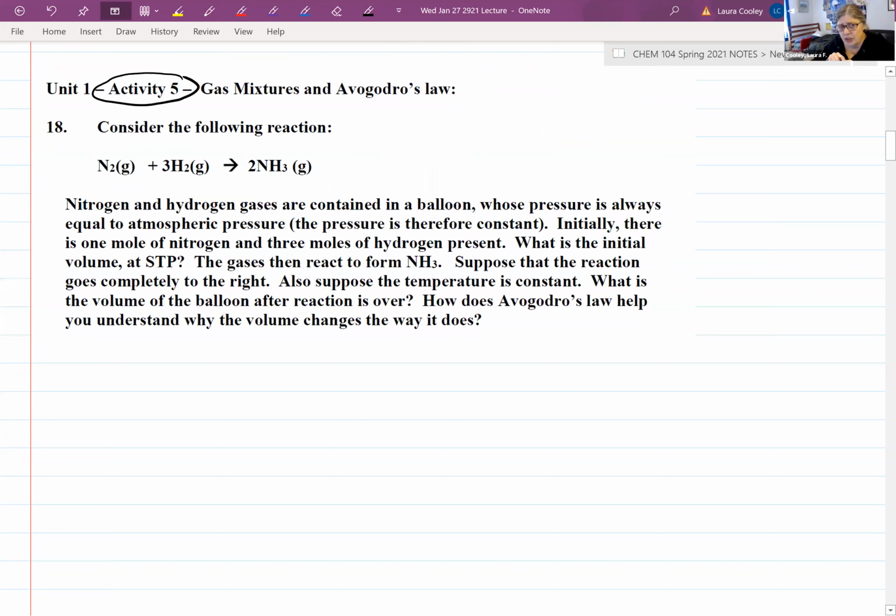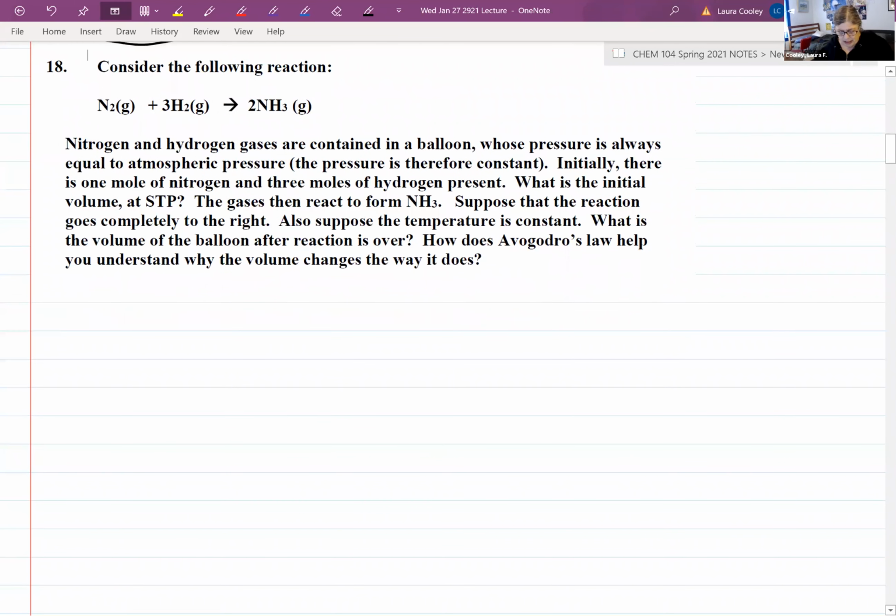I posted the solutions to everything through activity 4, except for the problems that have been assigned as graded assignment problems. So I'm posting them as I go along. So if we look at this problem, it's nitrogen and hydrogen gases are contained in a balloon.